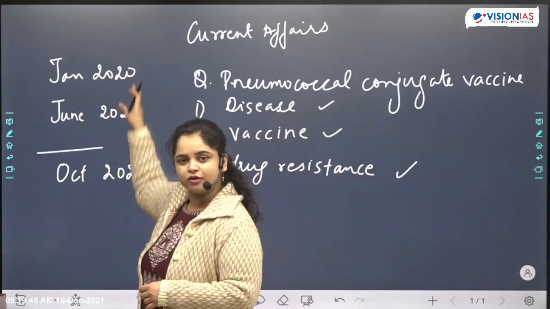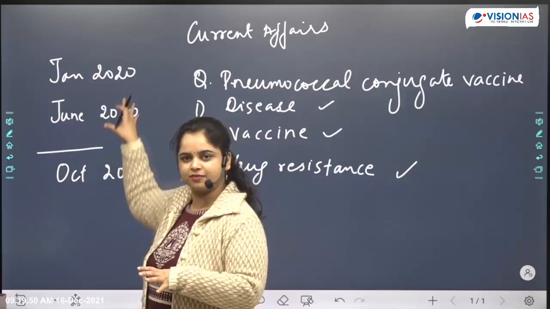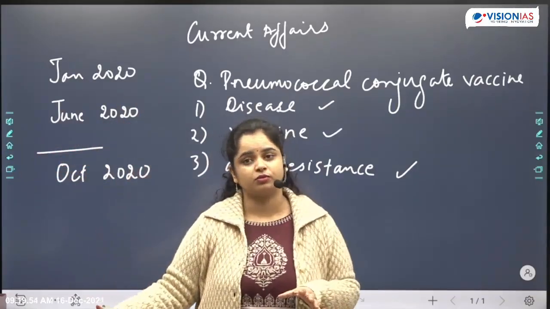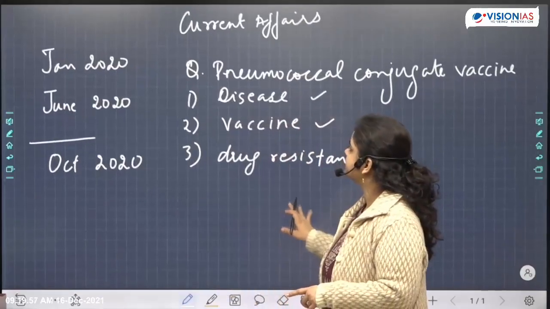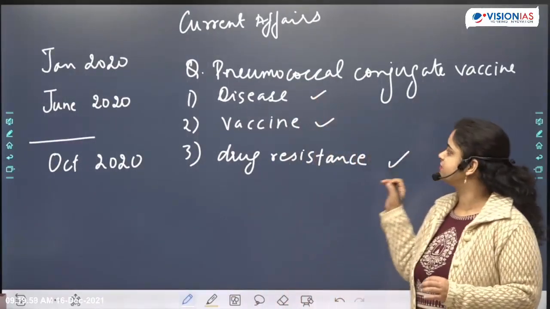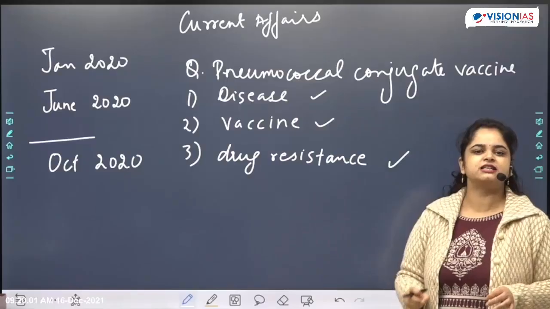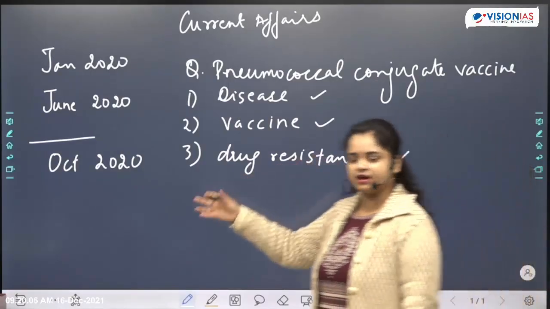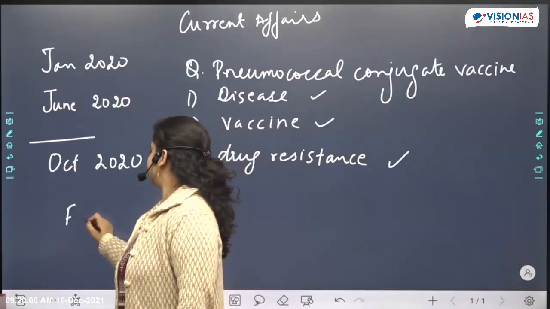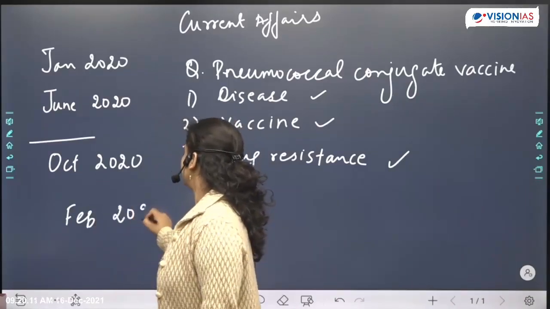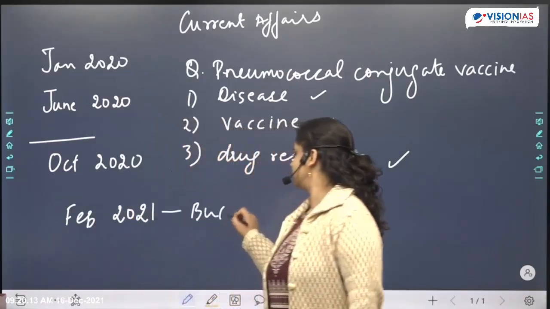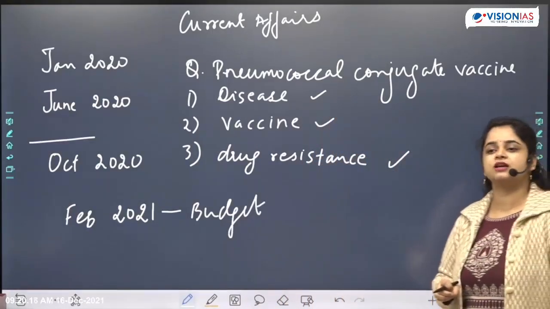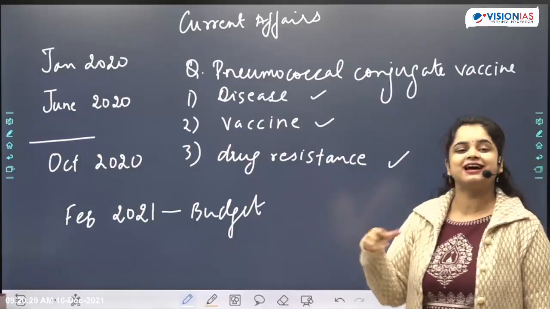Because see, this has already been in the news twice, once when the WHO was talking about it, and then when it was rolled out. The special point of this is that it is an indigenously made vaccine. This vaccine has been made in India. Again, even now, in February 2021, in the budget, there is a specific outlay for this vaccine. This is supposed to be given to children. So this vaccine is again in the news.